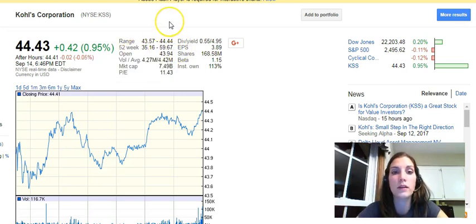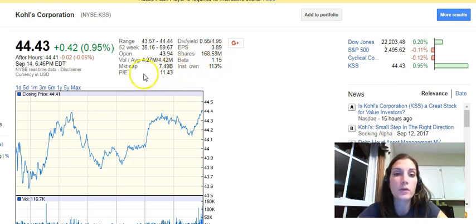Open means what did this stock open at yesterday? Its first starting sale point was $43.94. So you can see that's where they got that point increase of 42 cents from the open yesterday. The volume is how many shares were sold yesterday. So this is 4.27 million shares were sold yesterday during the operation time of the stock market. The stock market does have an opening and close time.